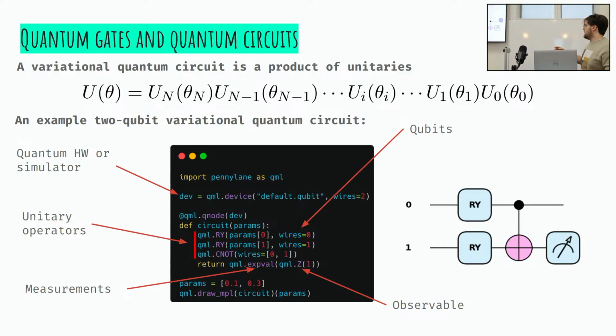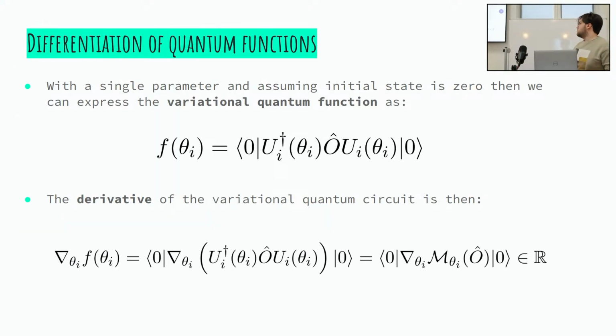You can represent that on the right. You see that you have two Ry, each on one qubit, so qubit 0 and qubit 1. The CNOT is applied on the two qubits. After that, to get an actual result, you have to do a measurement. So we take the expectation value of the observable Z, and that's what you see on the right for the drawings. So now we want to differentiate those quantum functions.